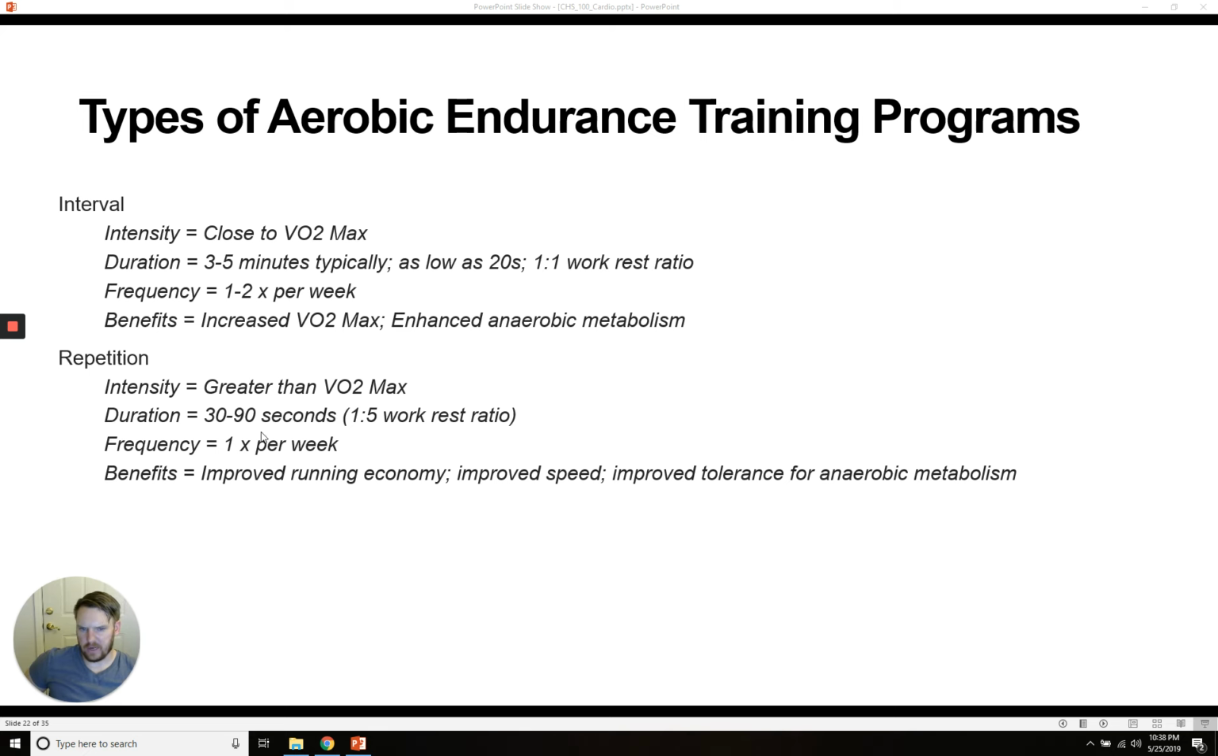that 30 to 90 seconds, and then you take a very long recovery, about 5 times what you worked. Usually only 1 time per week because of the very high intensity. But the benefits are improved running economy, improved speed, and improved tolerance for the anaerobic metabolism.